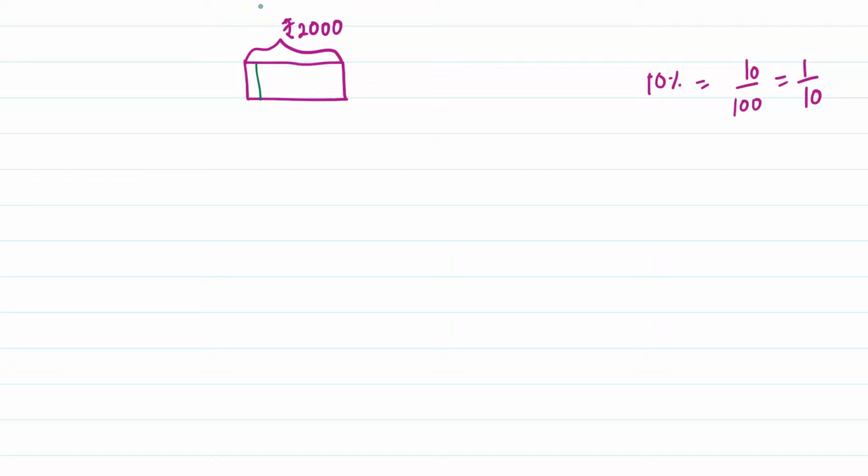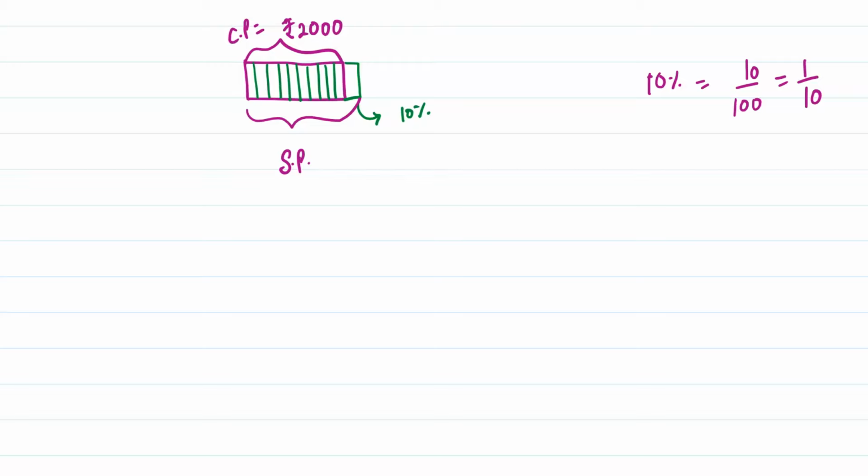Now let's divide CP into 10 equal parts. You can see that I have divided the CP into 10 equal parts. Now I have to increase the CP by exactly 1 more part. So when I increase the CP by 1/10, this means I have increased it by 10%. All these parts represent 10%. Now this is my CP, and this whole thing is my SP. 2000 is the CP and SP is this whole 11 parts.